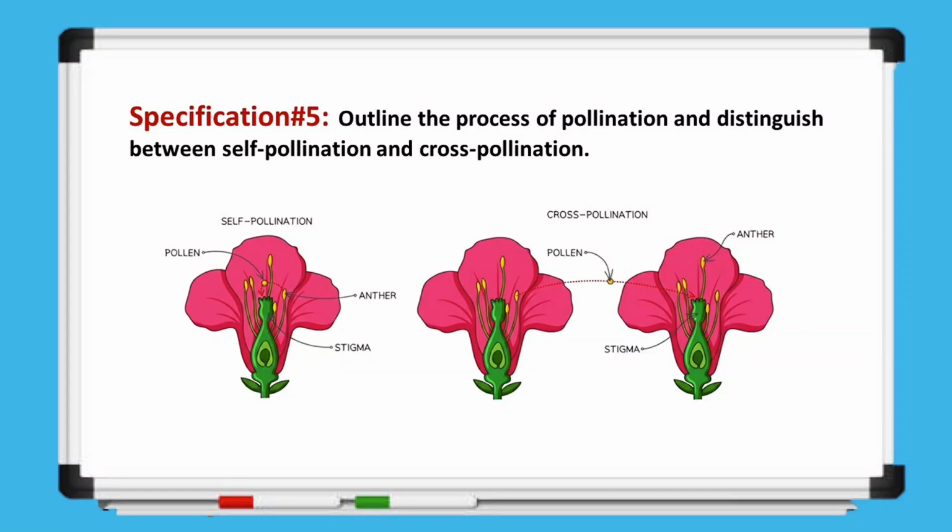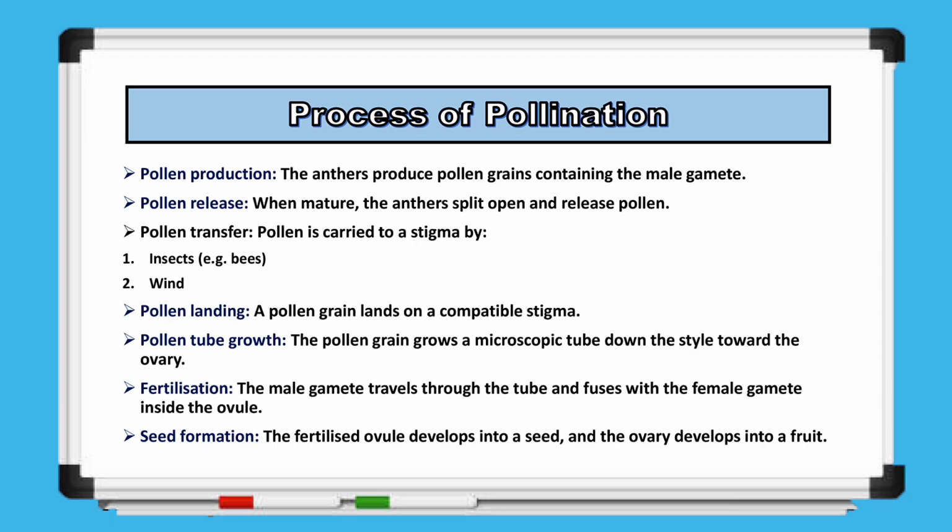Then we move on to specification number 5, which asks us to outline the process of pollination and distinguish between self-pollination and cross-pollination. Now, plants can carry out pollination in two ways: they can self-pollinate, or they can cross-pollinate. The process of pollination is quite simple.